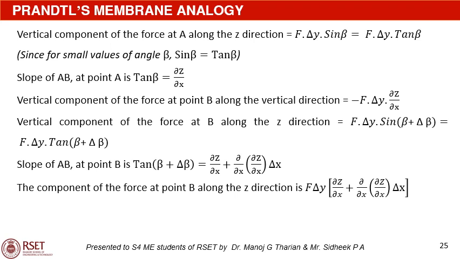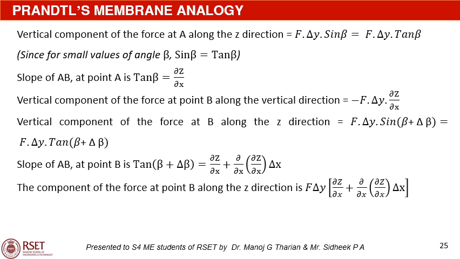The slope at point A for the curve AB is tan beta, which is equal to dou z by dou x. Thus, the vertical component of the force at point A along the vertical direction is equal to F into delta y into dou z by dou x. Since this force is acting in the downward direction, we give a negative sign. Thus, the vertical component of the force at point A along the vertical direction is equal to minus F into delta y into dou z by dou x.